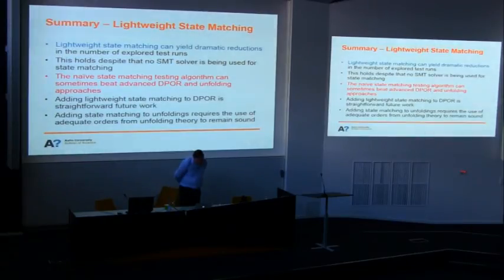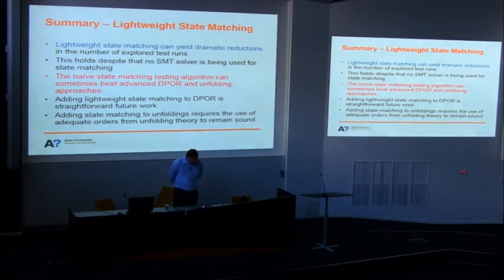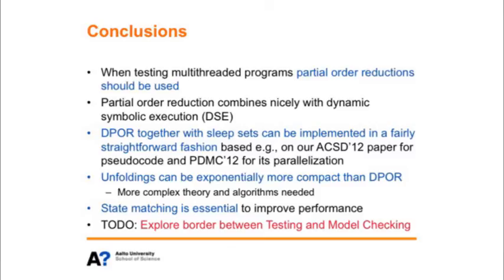So summary, this can yield dramatic reductions. It's a very simple technique, very easy to implement. Naive state matching often beats DPOR and all the tricky partial order reductions. Adding this to DPOR is straightforward future work, but adding this to the unfoldings actually is very tricky, theory-wise. Okay, so after this slide I'll stop. Sorry, I forgot this slide.